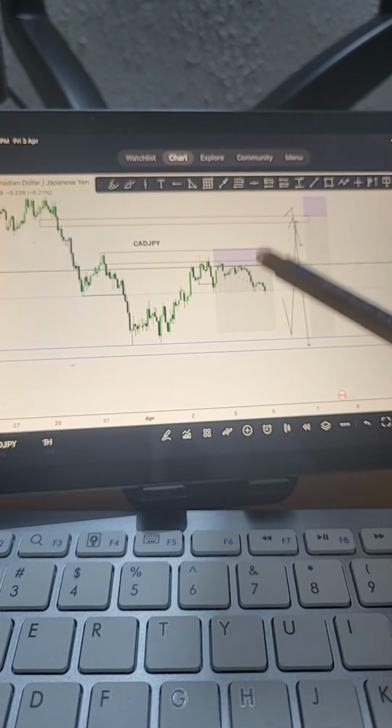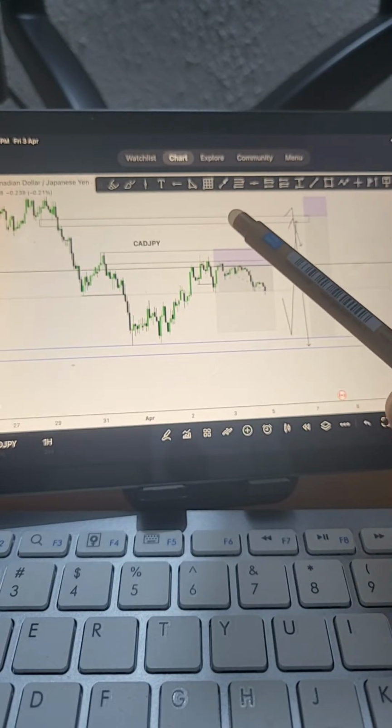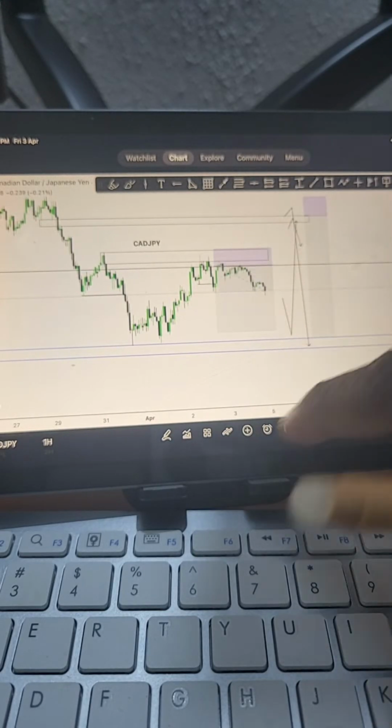I'll just be watching this trade to see if price is going to reverse against me, so I get out of the trade.